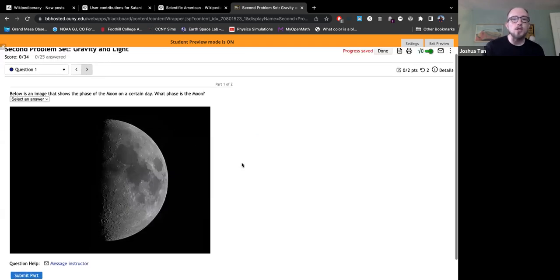Our first question deals with phases of the moon. If you understood our phases of the moon lab, hopefully you should be able to answer this question. I will give you one hint. This is the northern hemisphere moons. So you should be careful when you look at these images that you compare them to what they should look like in the northern hemisphere compared to the southern hemisphere. There is a difference in the orientation of first and third quarter moons.